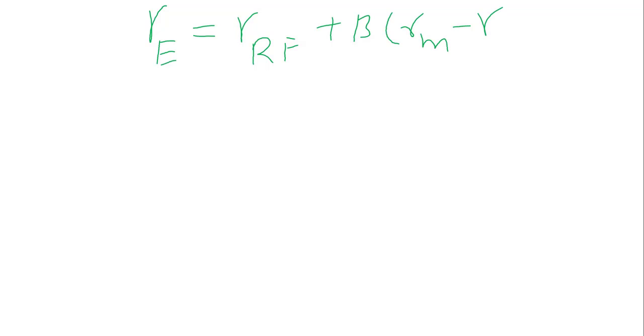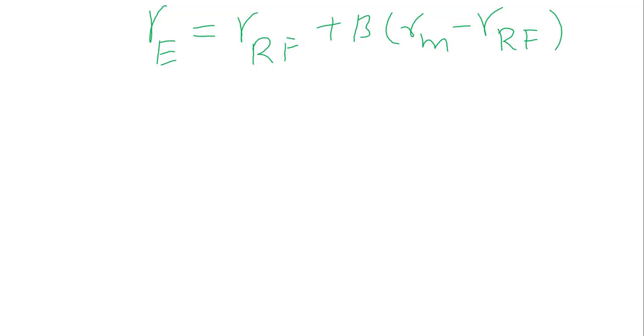In this video I'm going to show you how to compute alpha and beta for an individual stock or a portfolio. If you remember, your CAPM equation is this: cost of equity, or required rate of return on any stock, equals the risk-free rate plus beta times the return on the market minus the risk-free rate.